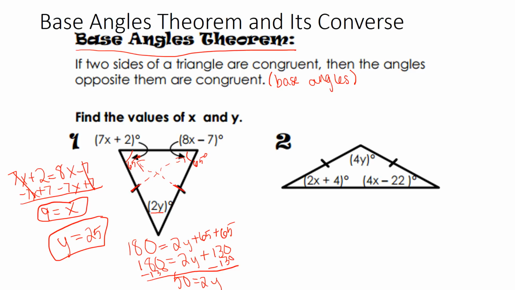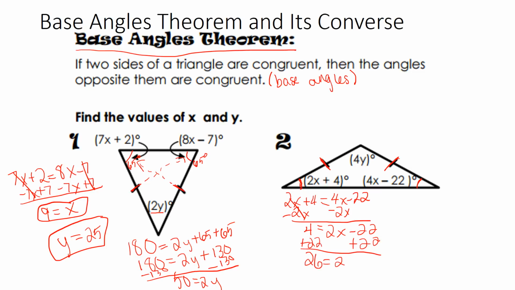Looking at number 2, if my congruent sides of the triangle are this side and this side, my base angles are the 2x plus 4 angle and the 4x minus 22 angle. That's going to be our first equation: 2x plus 4 is equal to 4x minus 22. Subtract 2x from both sides, and that simplifies to 4 equals 2x minus 22. Add 22 to both sides: 4 plus 22 is 26, equal to 2x. Divide by 2 on both sides, and x is equal to 13.